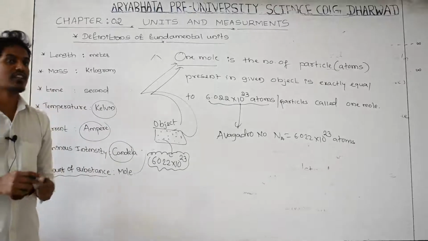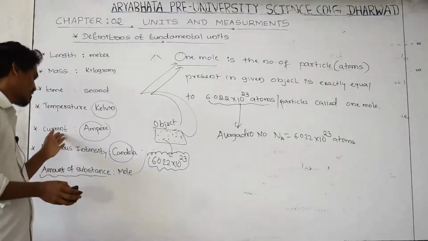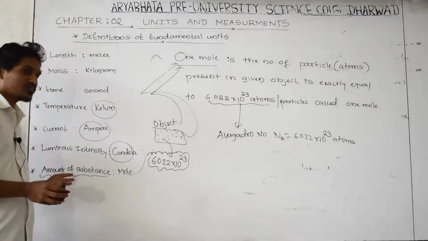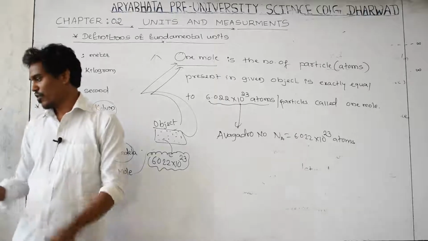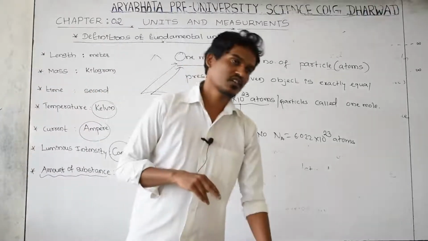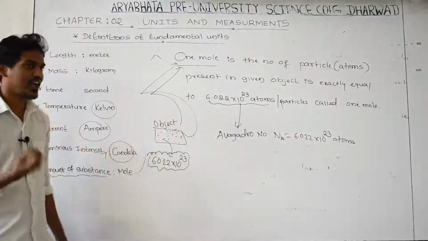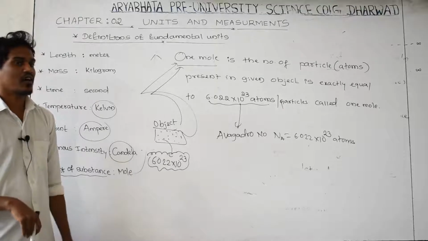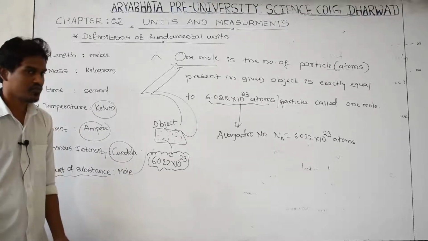And these are all the definitions regarding the 7 fundamental units. The first one is length, second is mass, and time, next is temperature, current, luminous intensity, amount of substance. These definitions of all the fundamental units are not important for your exam. That is just for knowledge given in the NCERT book. That is part of the syllabus. That's why I have discussed the definitions of fundamental units of all the fundamental quantities.